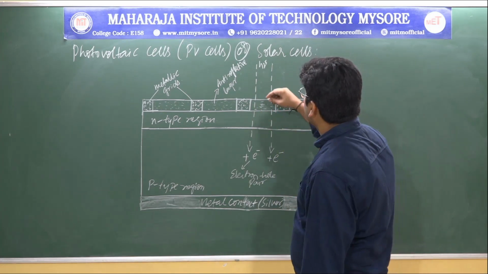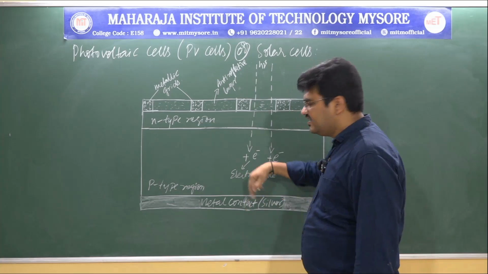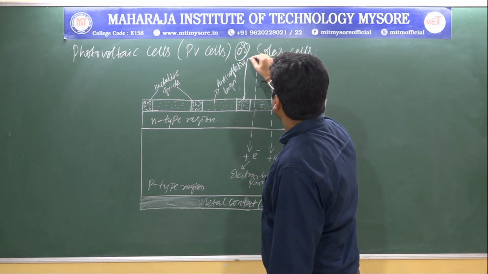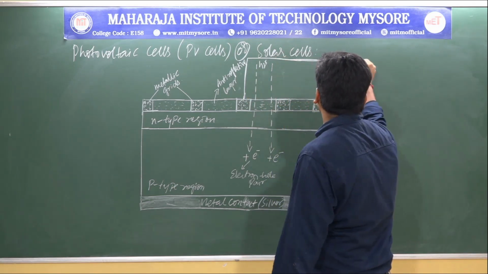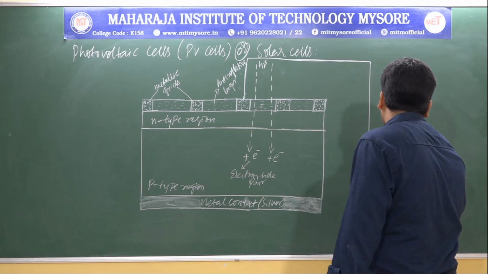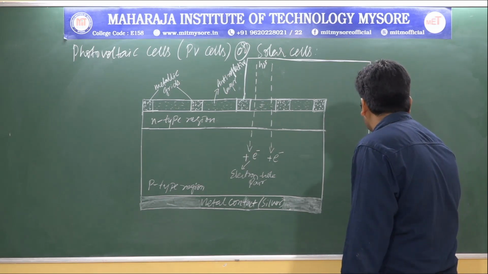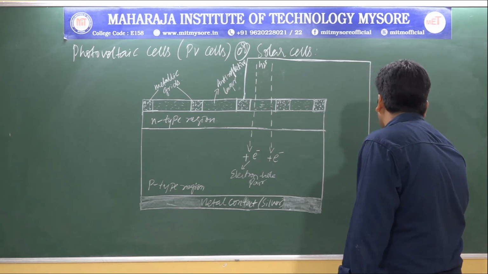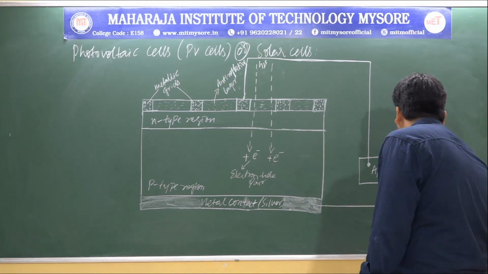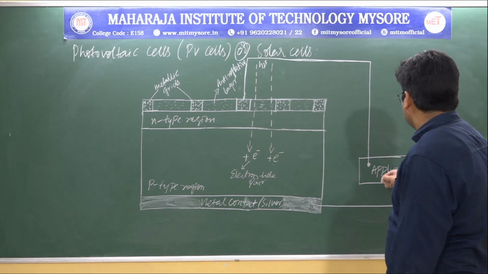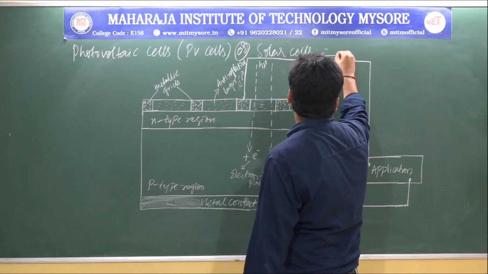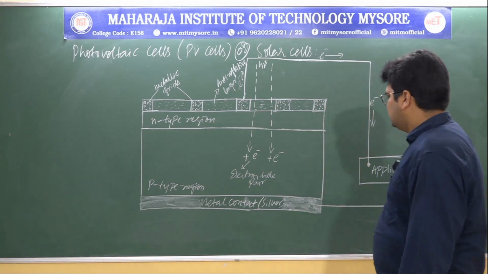Now you have to connect both these ends using a conductor. One of the contacts is this metallic grid, so this acts as one of the metallic contacts, and you have to connect it to an application. The other contact is this noble metal such as silver on the back of the cell. So the electrons will move from the p-type region like this.